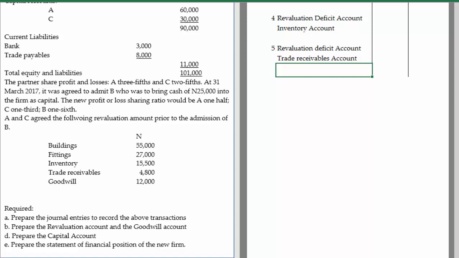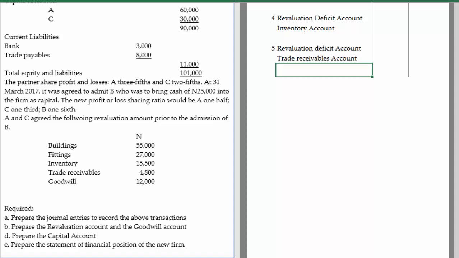Goodwill, we will not show it in the books. The goodwill will be shared between the partners. The goodwill will always be shared among the partners. Note that you will see how we will treat the goodwill when we get to the goodwill account.